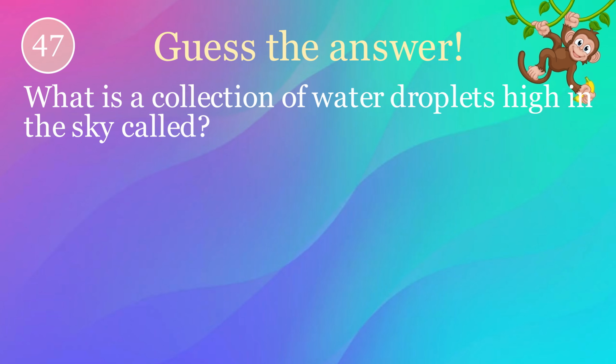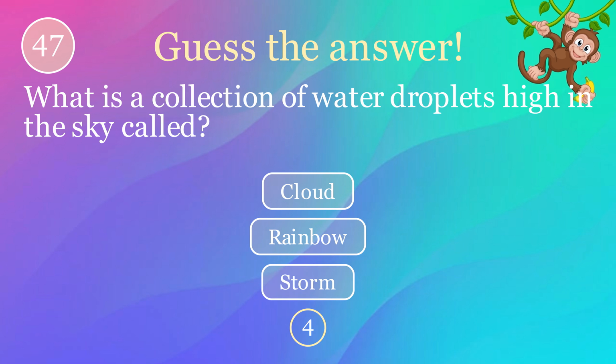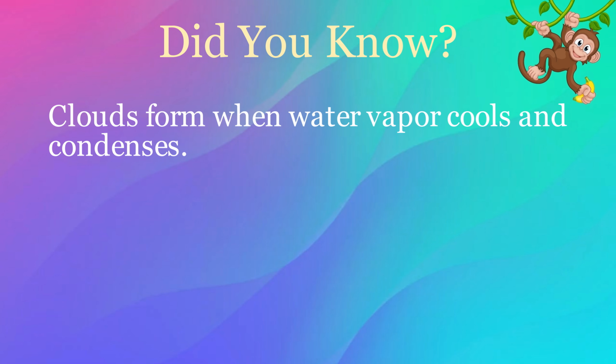What is a collection of water droplets high in the sky called? Cloud. Rainbow. Storm. The correct answer is cloud. Here's an interesting fact: clouds form when water vapor cools and condenses.